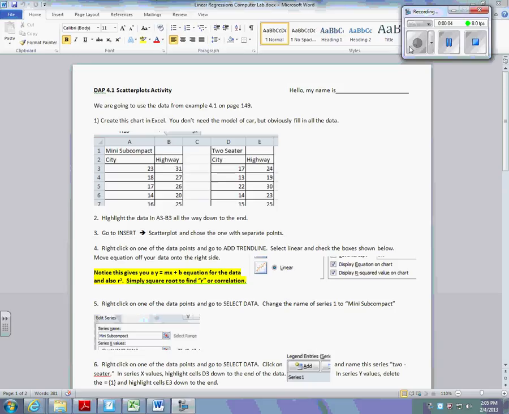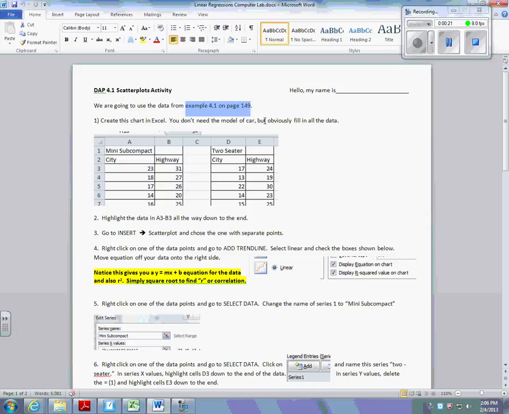This lesson is going to go with Chapter 4, Scatterplots and Correlation. It's going to walk you guys through the scatterplot activity, teaching you how to use Excel to get a scatterplot, and then also find the correlation and interpret what that means. So when you go to page 149 here, we're going to look at this example.